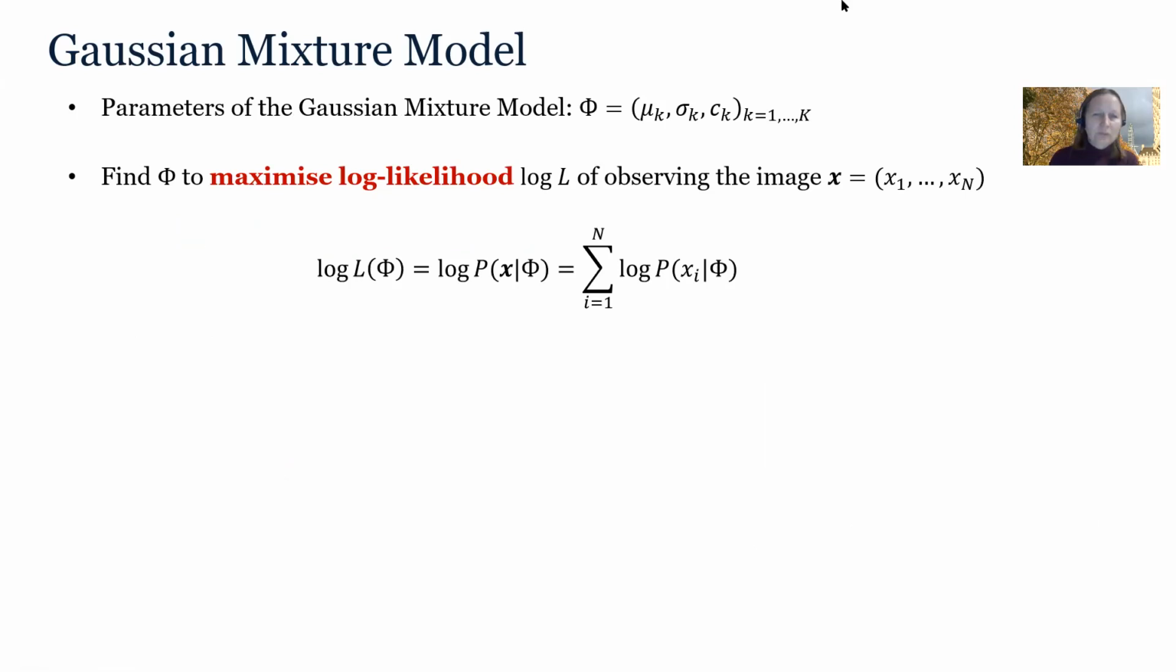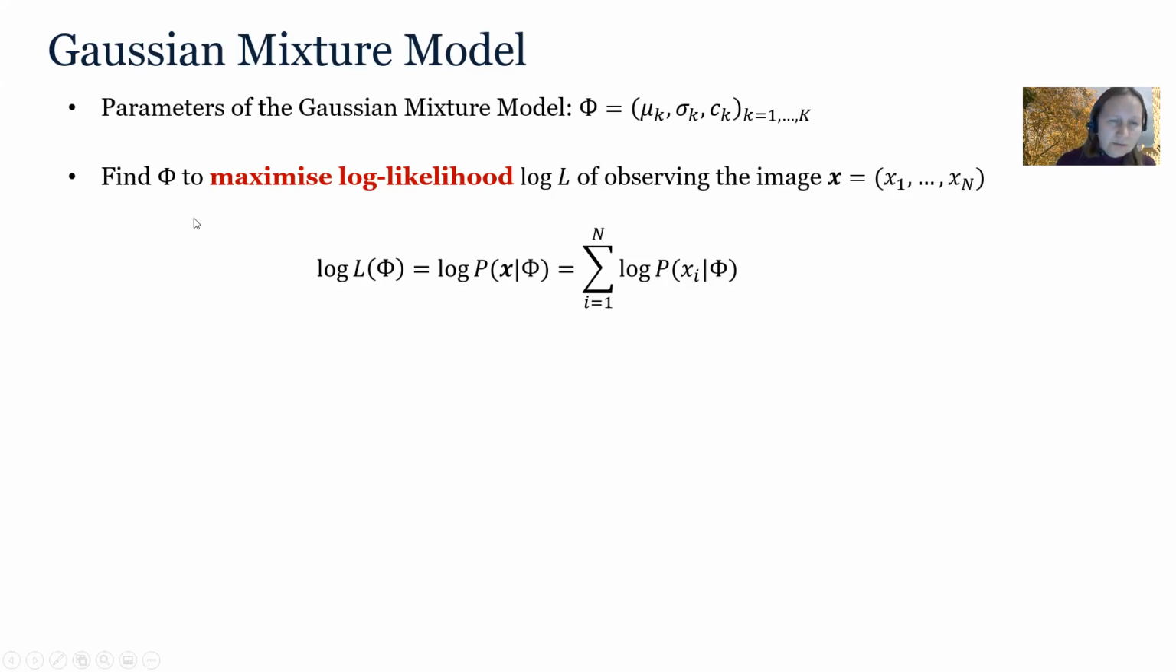So now we know that the Gaussian mixture model has 3 parameters per class or per cluster: mean, standard deviation, and mixing proportion. And the question is, how do we find these optimal parameters so that our Gaussian mixture model fits the image intensity distribution as well as possible?